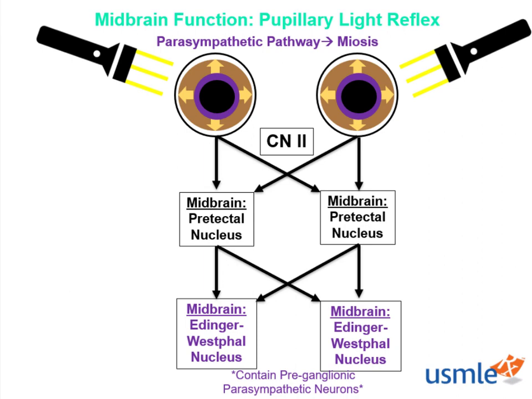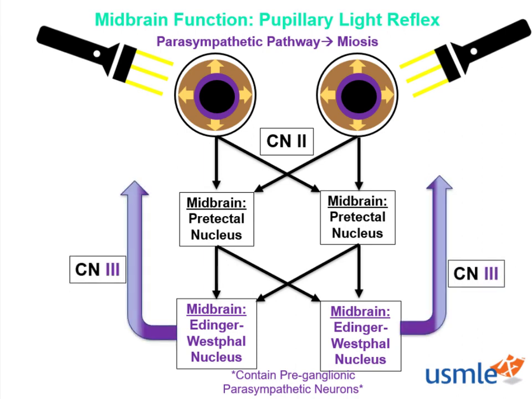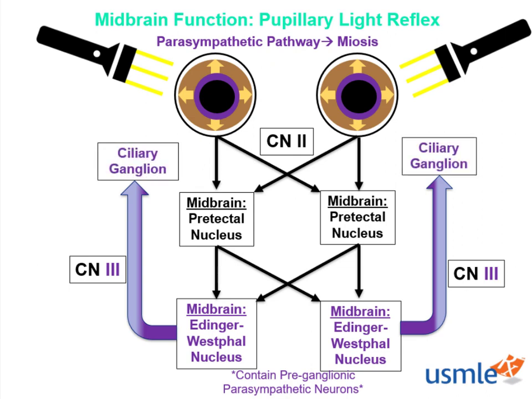In terms of the efferent pathway, preganglionic parasympathetic fibers from the Edinger-Westphal nuclei hitch a ride on bilateral cranial nerve 3, the oculomotor nerves, to the ciliary ganglia. Cranial nerve 3 is partially purple because it carries both parasympathetic fibers but also motor fibers to control extraocular eye movements. The ciliary ganglia houses postganglionic neurons that synapse with the preganglionic parasympathetic fibers from the Edinger-Westphal nuclei.